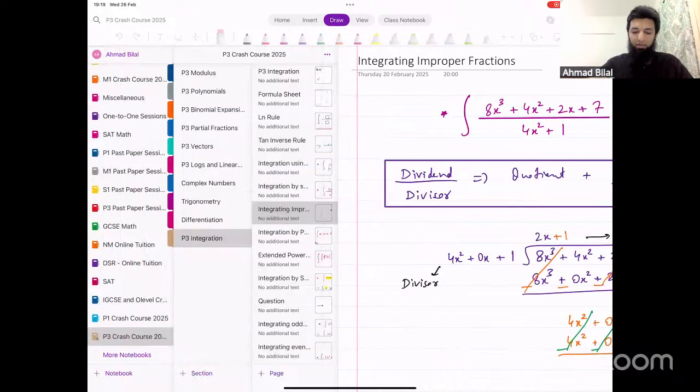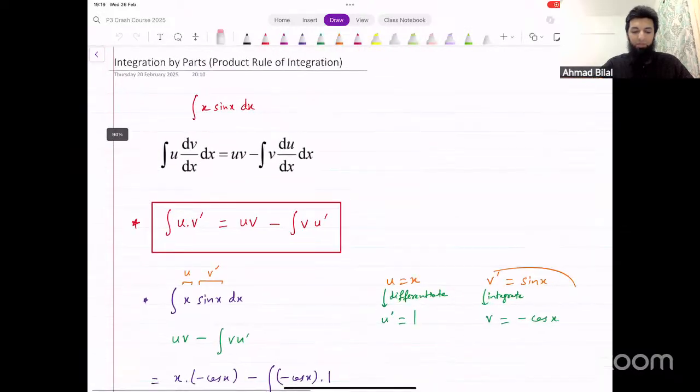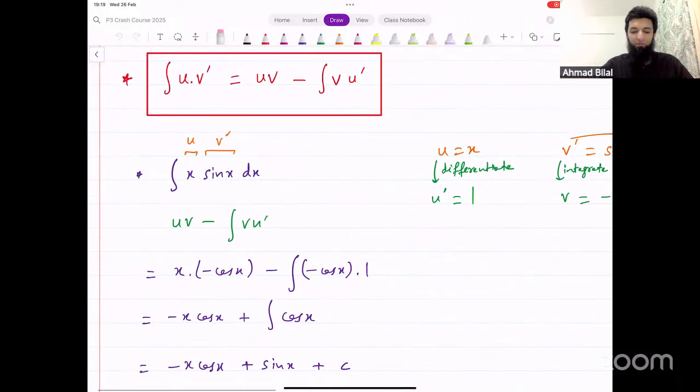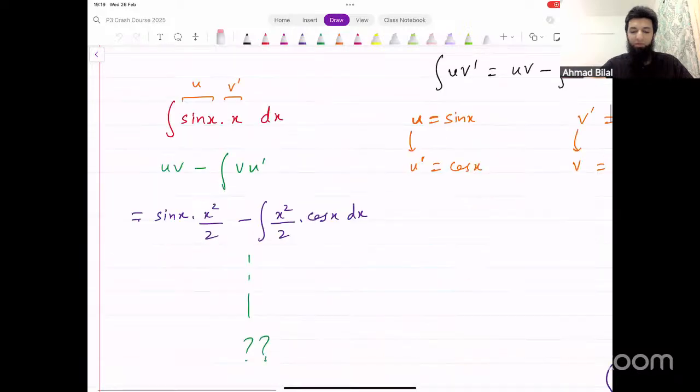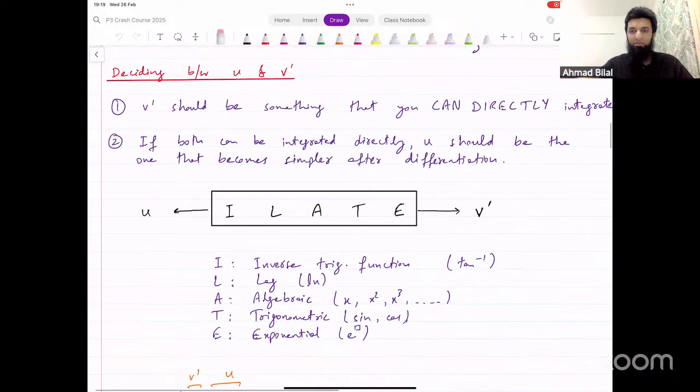And then integration by parts. This is the formula for that. Integration of u v dash, that's uv minus integration of v u dash. How do you decide between u and v dash? I L A T E. The one on the left is u, the one on the right is v dash.